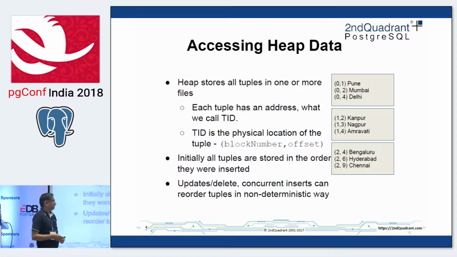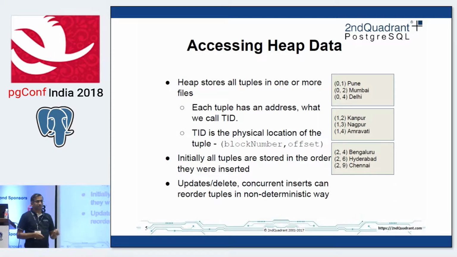Each row that gets inserted in the heap is assigned what we call a TID. It's a physical location identifier for any row in the table. It's not a permanent identifier, because if you update a row, its TID may change. But at a given point, for a given version of a row, the TID is the physical location, and it's primarily made up of two parts: a block number and an offset.